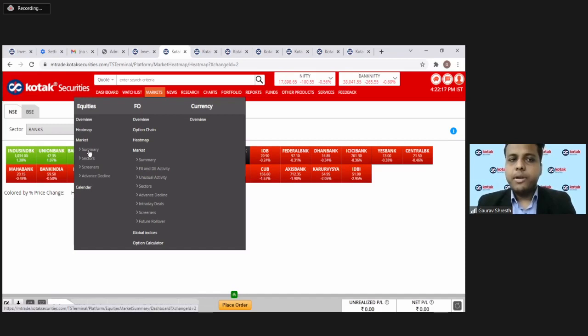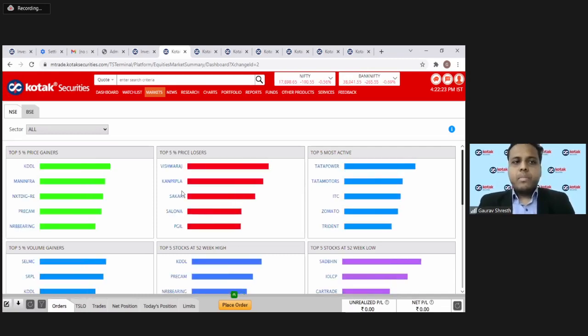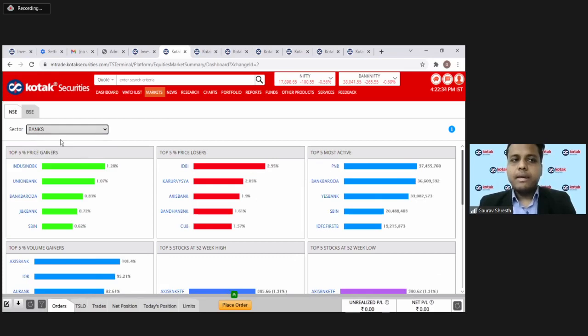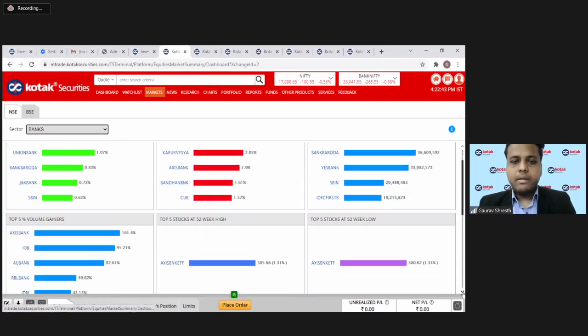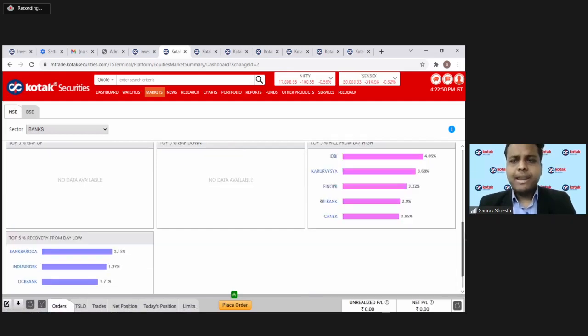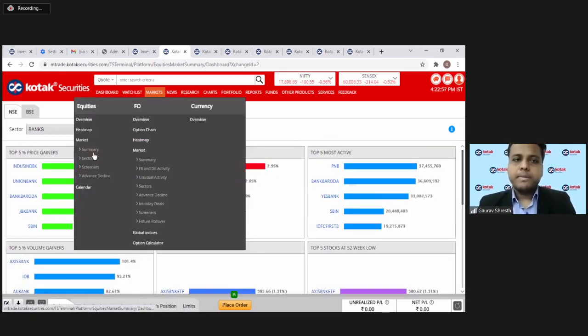Starting with the summary point. At the top, again, you will have an option to select an index or an industry. I'm selecting the banking industry. In the banking industry, you can see the top 5 gainers, top 5 losers, top 5 most active stocks, and other details given at the bottom. Basically, just like a heat map for a particular sector, you can get a quick summary view in the market section under summary.